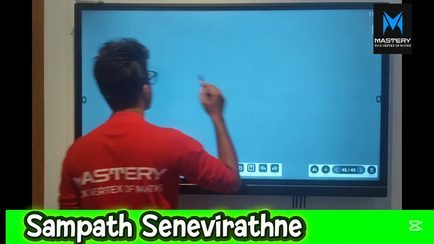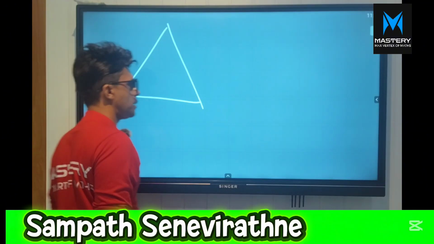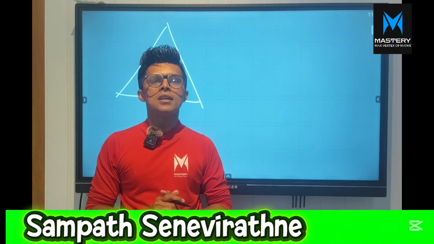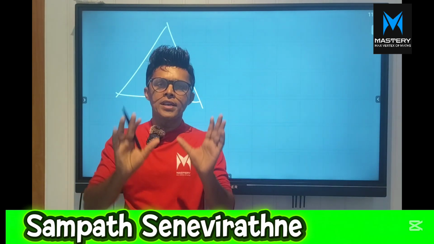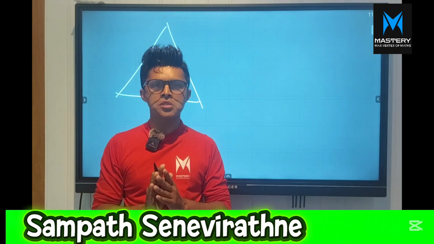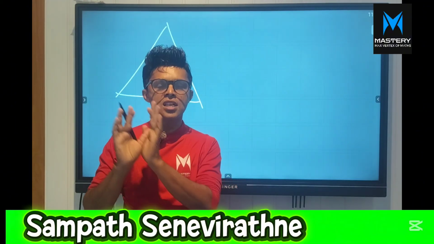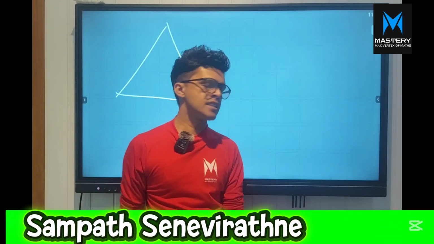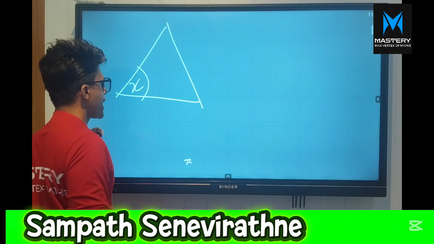This can be proved, and the way of proving it is given in your textbook. Anyway, right now, in terms of doing these questions, you need to gain this knowledge of maths: the sum of interior angles of any triangle is 180 degrees. So the unknown term is x here.